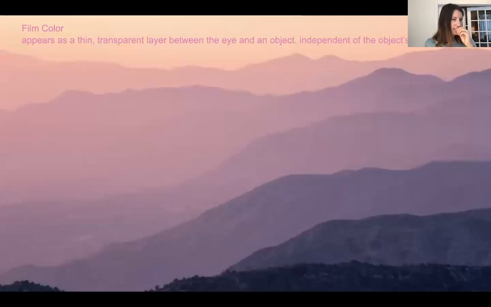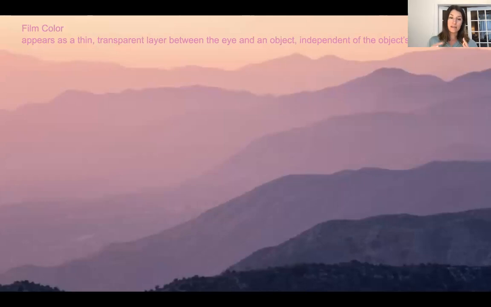So it gets a little complicated when we integrate something like film color. The way we define film color is that it appears as a thin transparent layer between the eye and the object, and it's independent of the object's surface color.